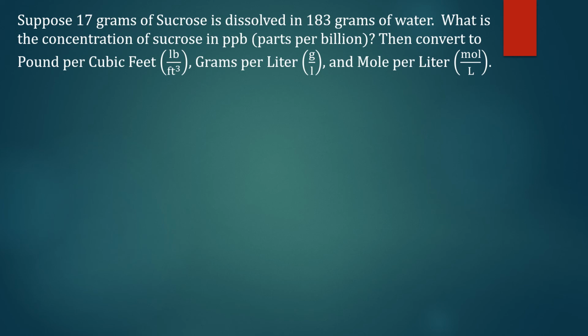Now, we will be converting parts per billion. So a while ago, we have answered or converted units in parts per million. Now it's parts per billion. Okay, so here's some example. Suppose 17 grams of sucrose is dissolved in 183 grams of water. What is the concentration of sucrose in ppb, or parts per billion? Then convert it to, again, pound per cubic feet, grams per liter, and mole per liter.